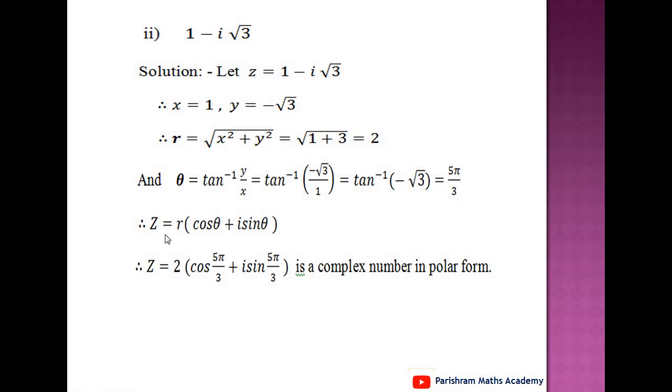And therefore z equal to r into cos theta plus i times sine of theta. Value of r is 2. Value of theta is 5 pi upon 3. And therefore z equal to 2 into cos 5 pi by 3 plus i times sine 5 pi by 3 is the complex number in polar form. Next. Third example. 1 minus i upon 1 plus i.